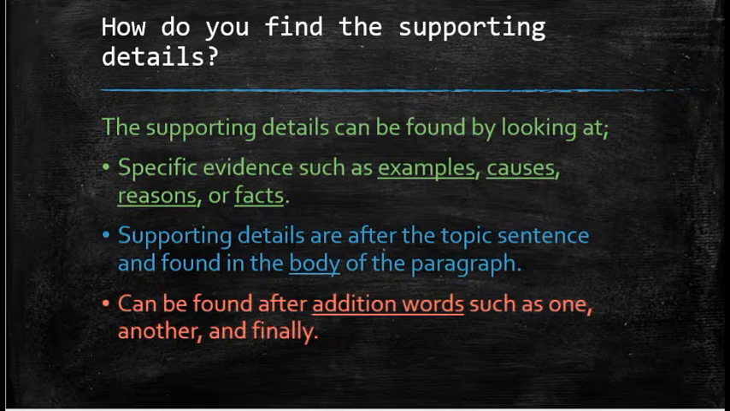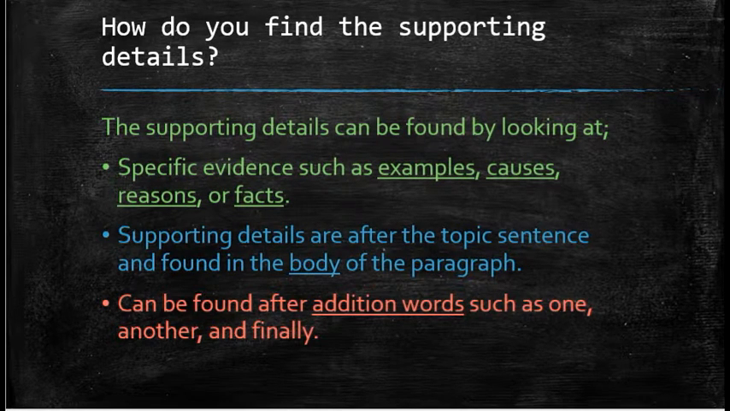So how do you find the supporting details? The supporting details can be found by looking at specific evidence, such as examples, causes, reasons, or facts. If you're reading something, for example, a nonfiction article, you will probably have quite a few facts in there, and even number words. You can find number words in there.